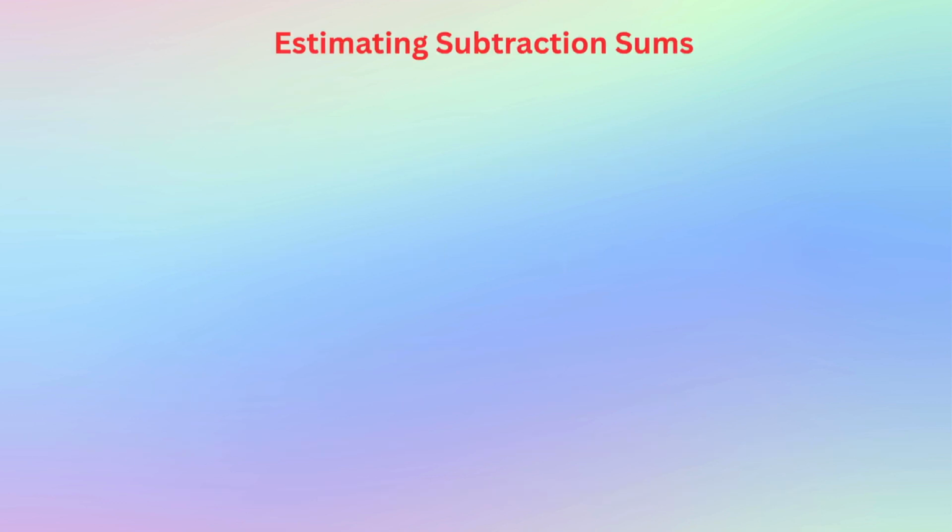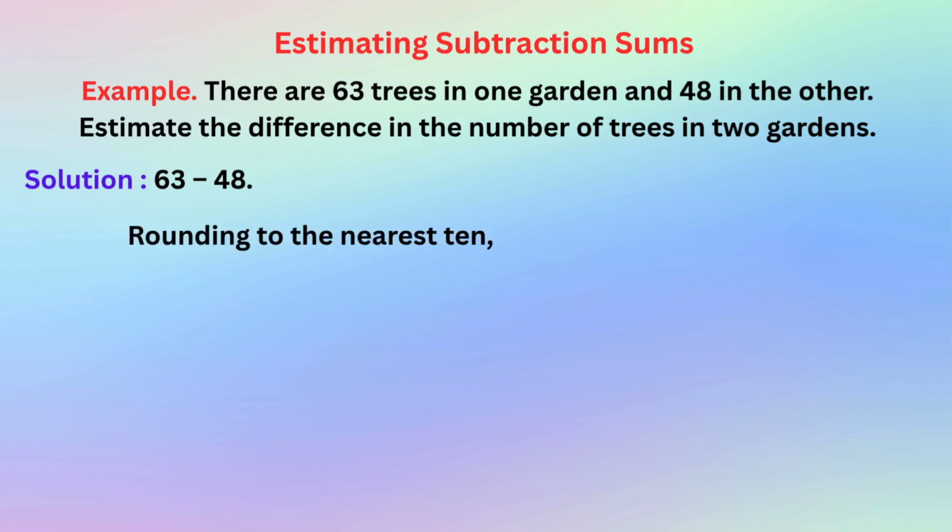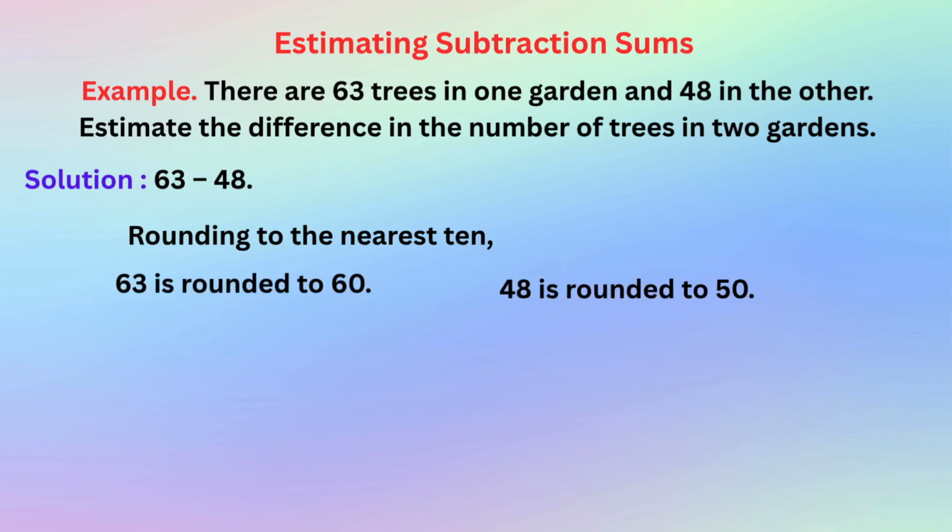Estimating subtraction sums. Example. There are 63 trees in one garden and 48 in the other. Estimate the difference in the number of trees in two gardens. Solution. 63 subtract 48. Rounding to the nearest 10. 63 is rounded to 60. 48 is rounded to 50.